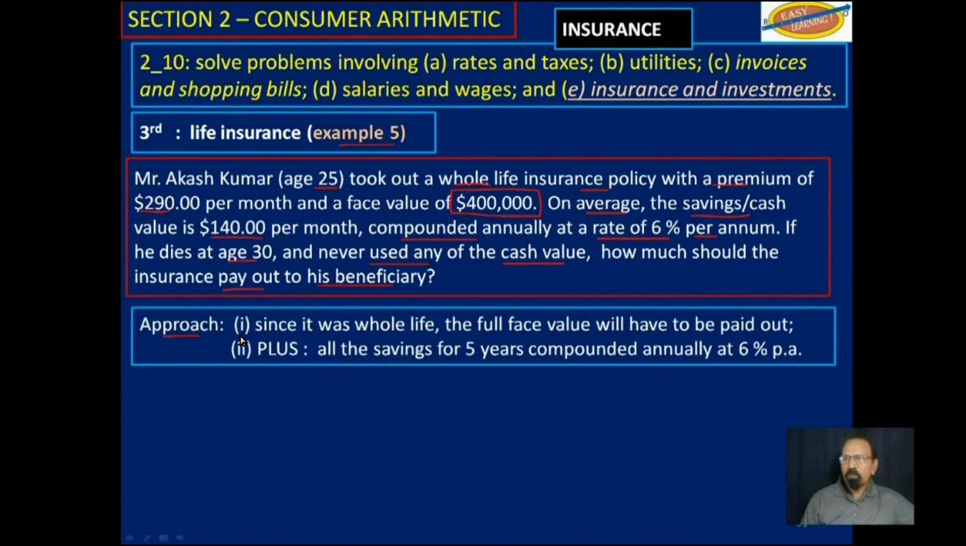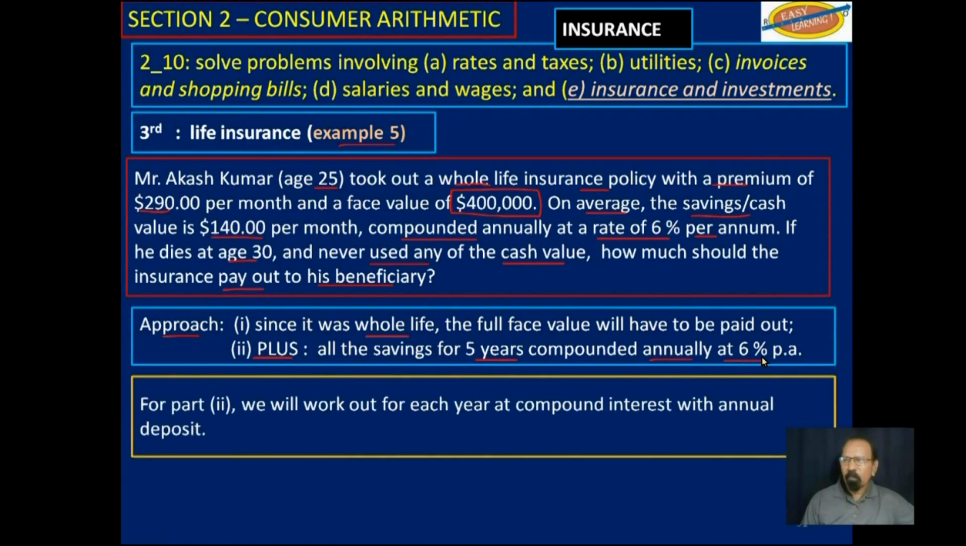So the approach is, since it's whole life, the insurance company will pay out the face value plus all savings for 5 years compounded annually at 6% per annum. For part 2, we will work out for each year at compound interest with annual deposits. Now remember, we looked at this before, how to calculate compound interest using a formula. But in this case, we will just do it for the 5 years.